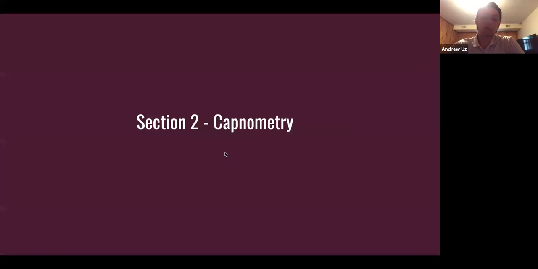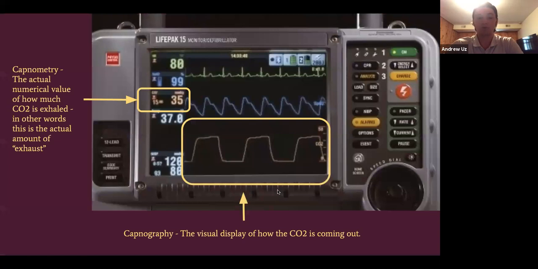So what we're going to get into first is capnometry. Capnometry is actually the numerical value. So if you look at the monitor, it tells you a number and then it shows you a waveform. So capnography is the actual measurement. The waveform is just a visual display of kind of how it's coming out.